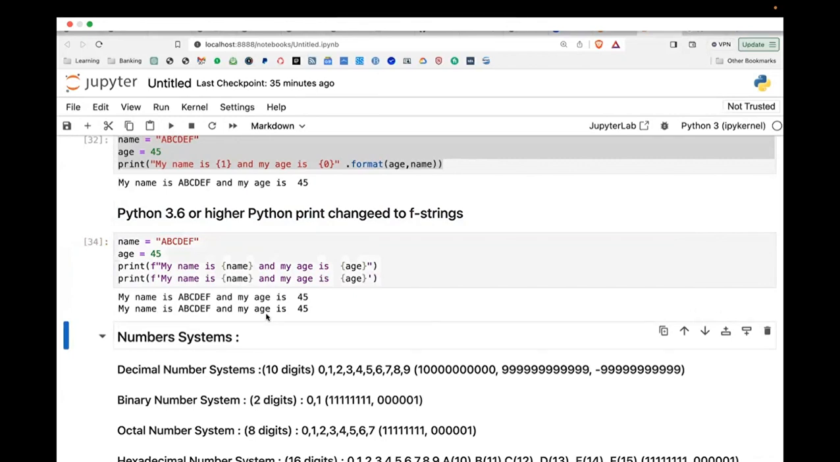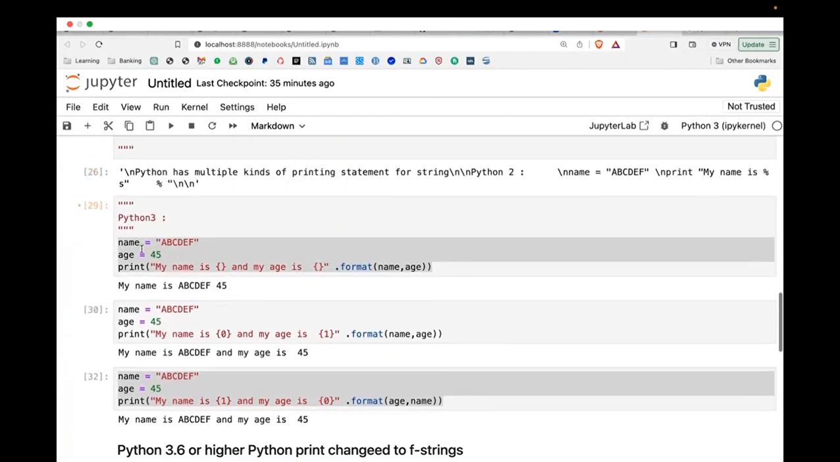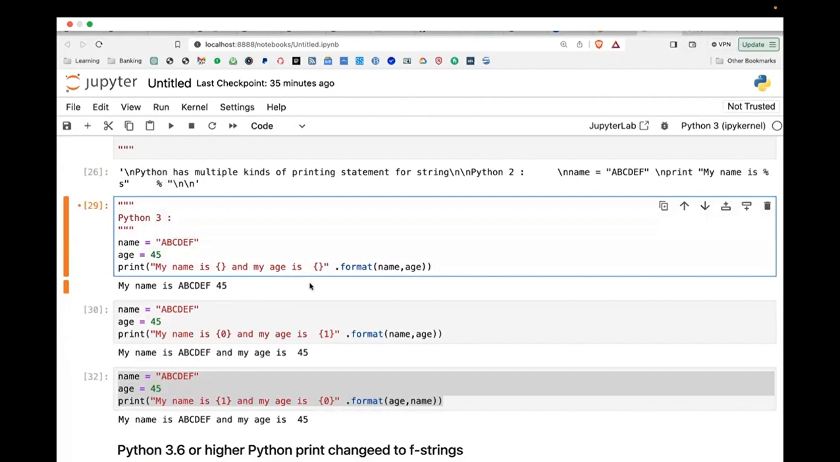So this is actually the second part, which is very important. We will be working on multiple codes. So please understand it. What is an f-string? General Python 3 syntax uses the dot format function.